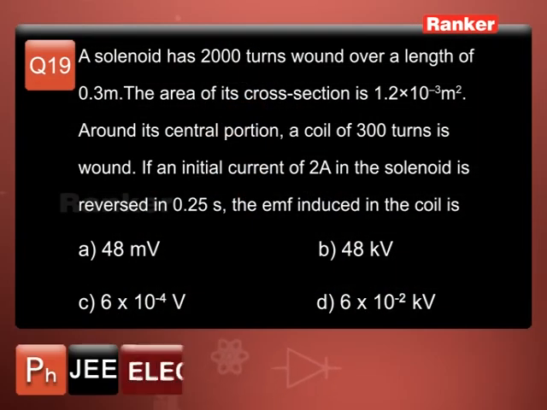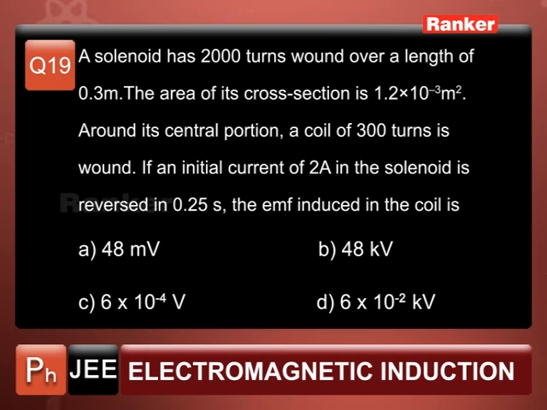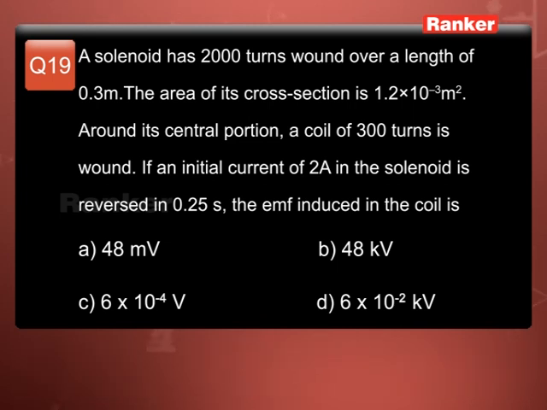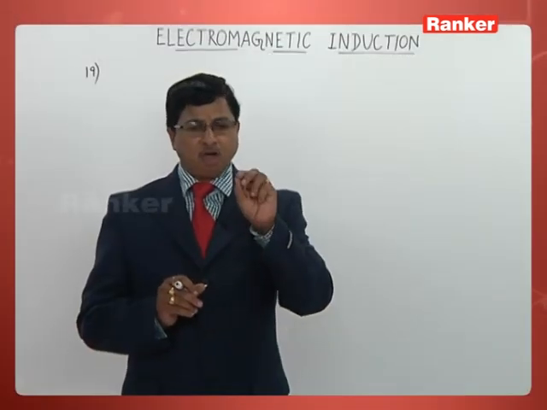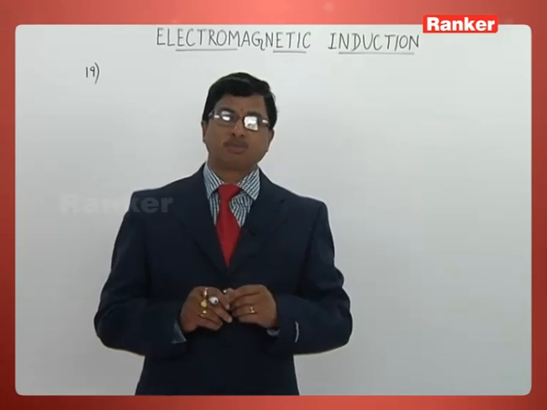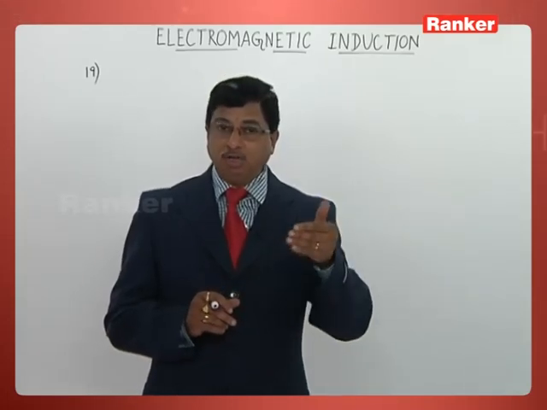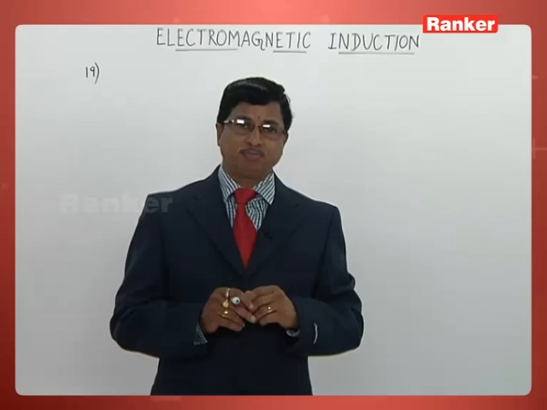4 options are mentioned. First option is 48 millivolt and second option is 48 kilovolt. Number is same but units are different. Third option is 6 into 10 to the power minus 4 volt and fourth option is 6 into 10 to the power minus 2, that is kilovolt. So the correct option for this one is the very first option, which is 48 millivolt. That is the correct option.